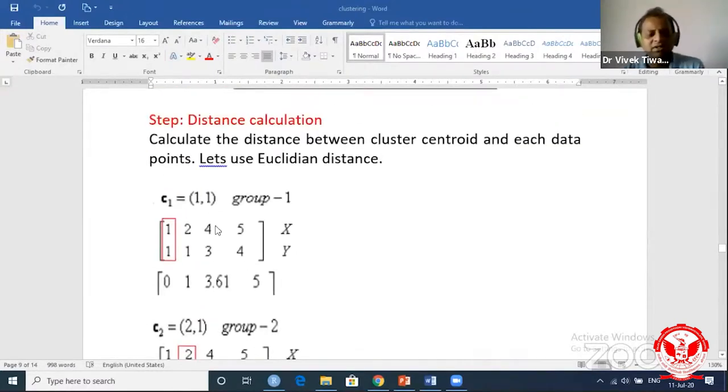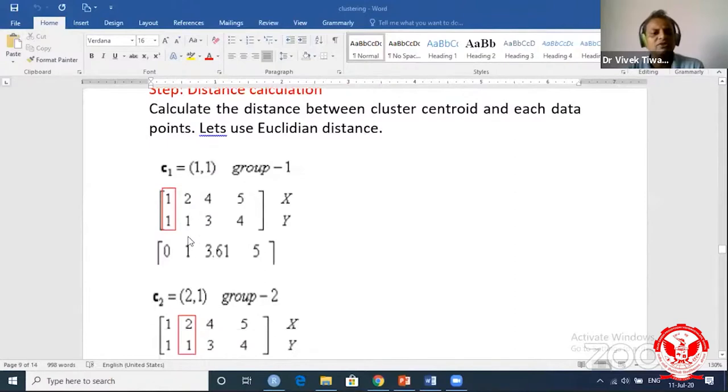Now I have to calculate the distance between all these data points and centroid 1. What is the meaning of that? That is the first data point. I have to calculate the Euclidean distance between this data point and centroid 1. Again, calculate the distance between the second data point and centroid 1, the third data point and centroid 1, the fourth data point and centroid 1. It's very simple.